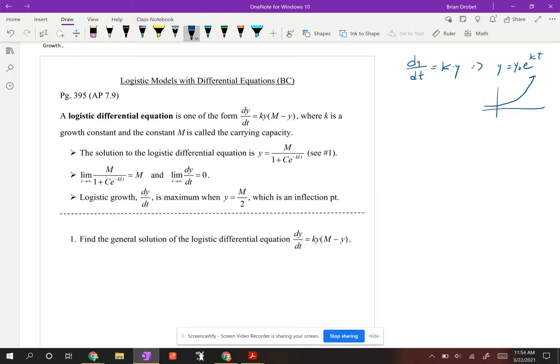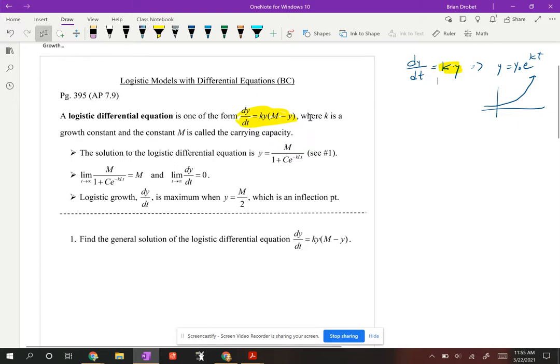And in a logistic differential equation, you can see one right here, dy/dt is equal to ky times (m minus y). So what you see here is the ky is the same, but then there's this additional factor of m minus y. So in this differential equation, as y gets bigger, y is the population, ky gets bigger, which means the derivative gets bigger, which means the population grows faster and faster and faster. Y gets bigger, derivative gets bigger, and so on and so on.